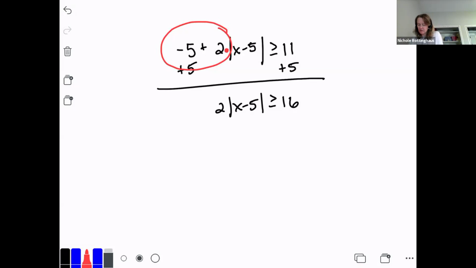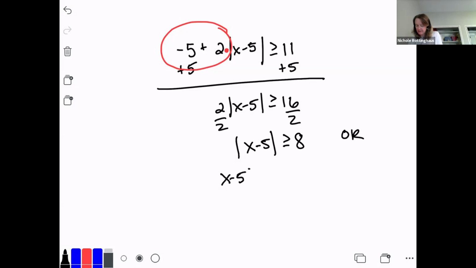Now I've got that 2, and I'm going to divide by 2 on both sides. So the absolute value of x minus 5 is greater than or equal to 8. So now I've got absolute value by itself. Let's take a look, and this is a greater than. The distance is greater than 8. So this is an or.